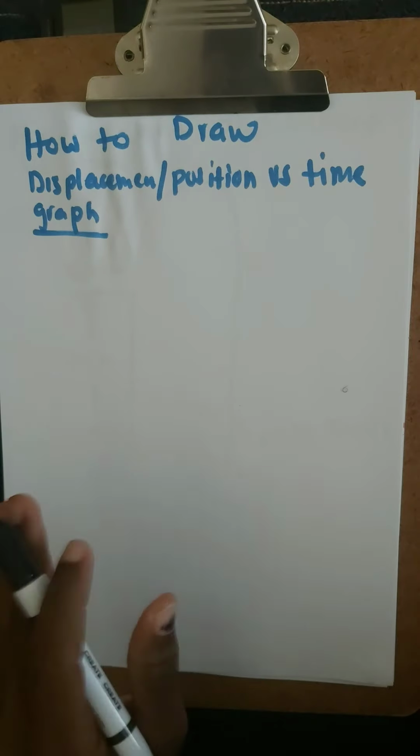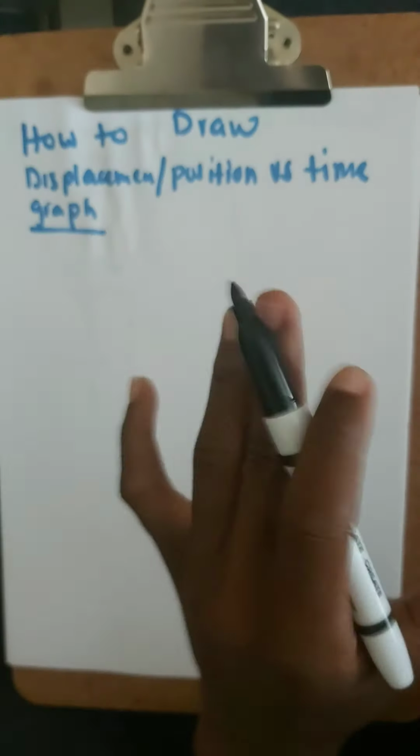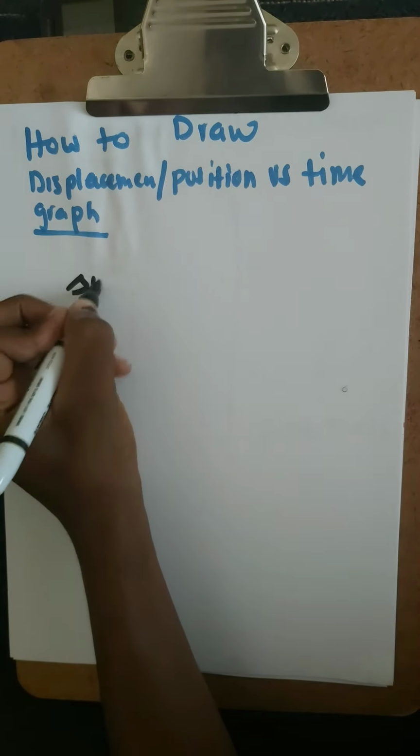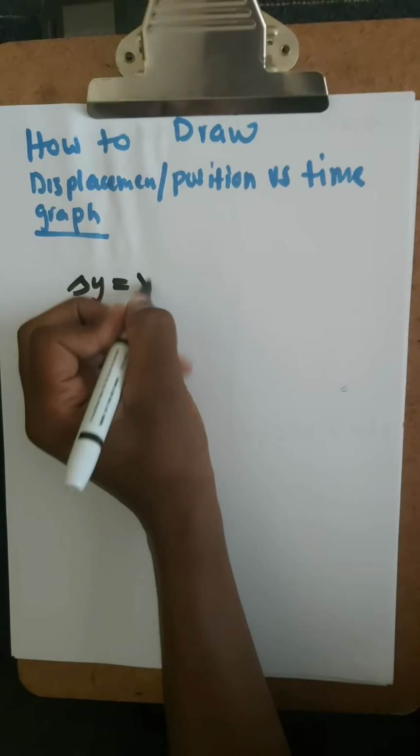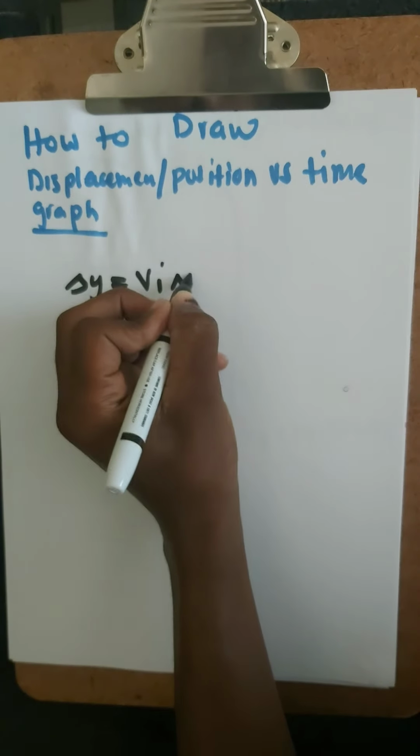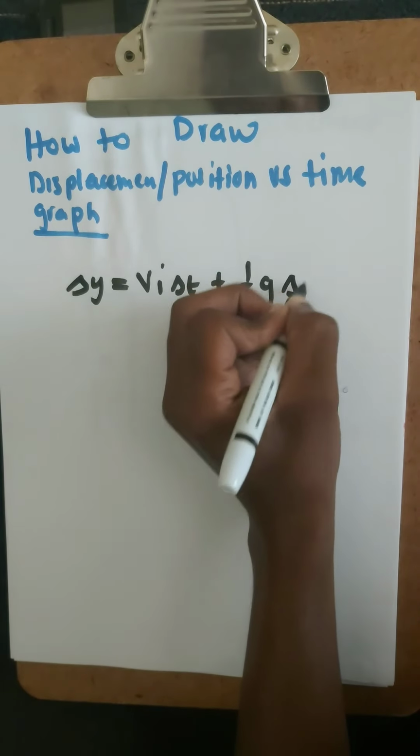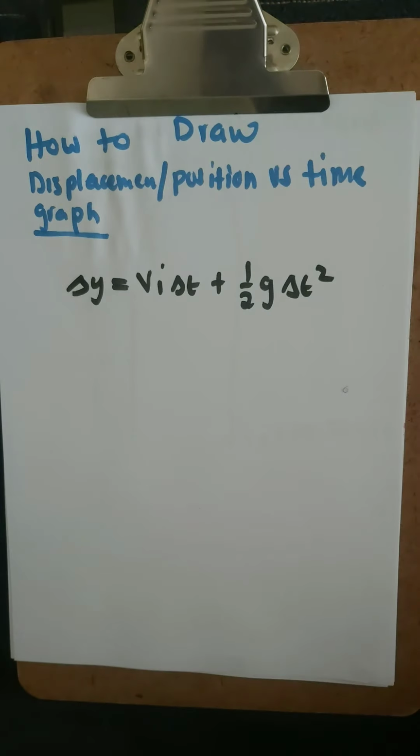We said once we are dealing with graphs, in physics and maths, you must think of mathematics or physics, né? So let's say I have delta, so I'm going to use this one: delta y is equal to vi delta t plus 1 over 2 g delta t squared, yeah?